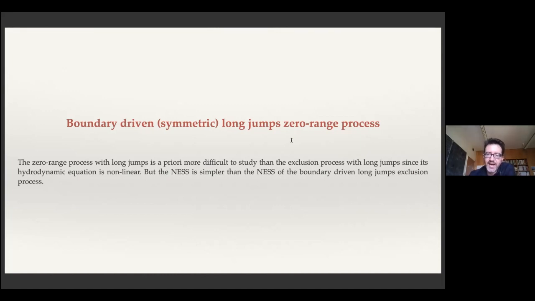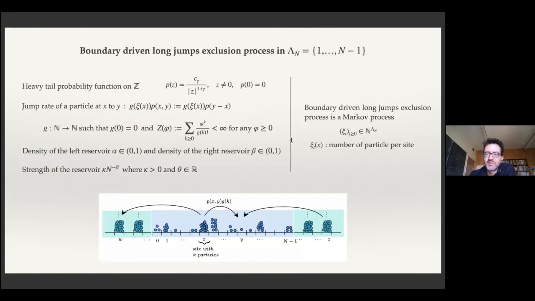But on the other hand, the non-equilibrium stationary state of the boundary-driven long jumps zero-range process is simpler than the NESS of the boundary-driven long jumps exclusion process. So let me present briefly what the zero-range process is. I think that everybody knows.